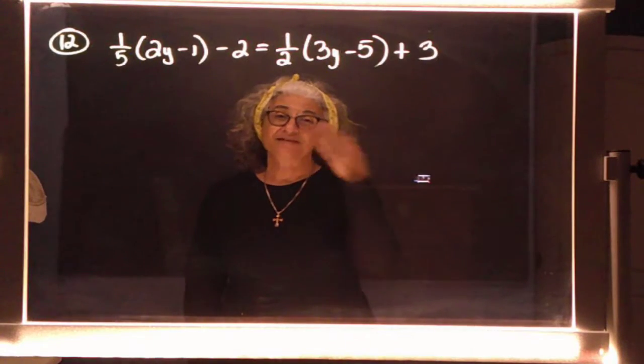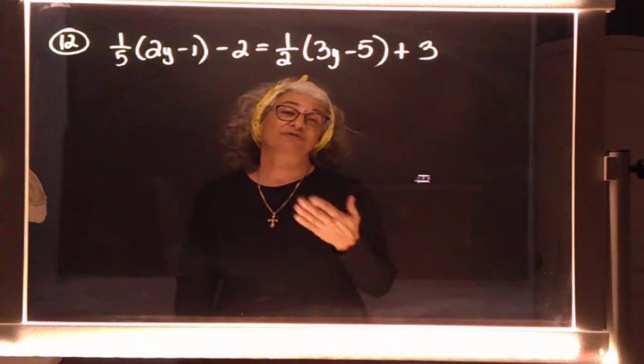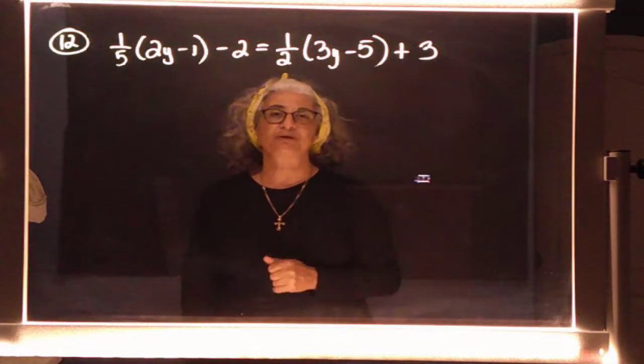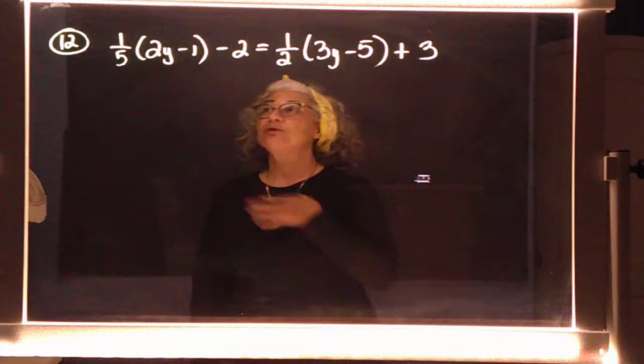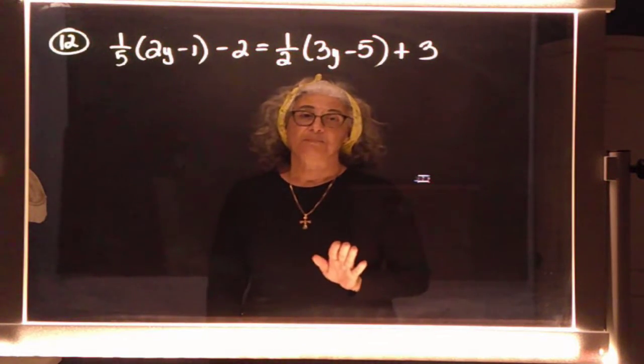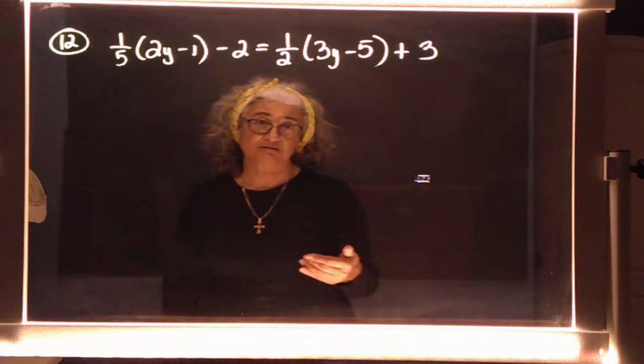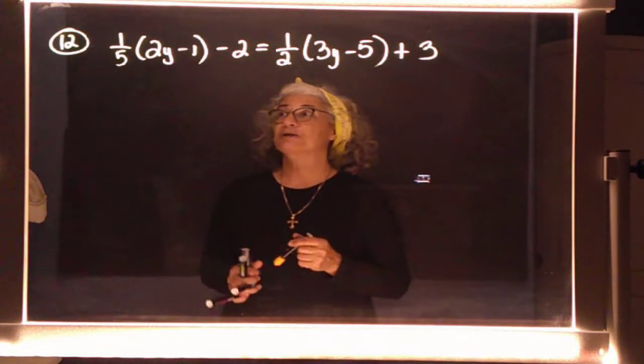Okay, this equation has a combination of fractions and parentheses, right? You're like, well, what do I tackle first? So here's my recommendation. I personally would get rid of these parentheses first because to me, they're more in the way than the fractions are. So let's take a look.